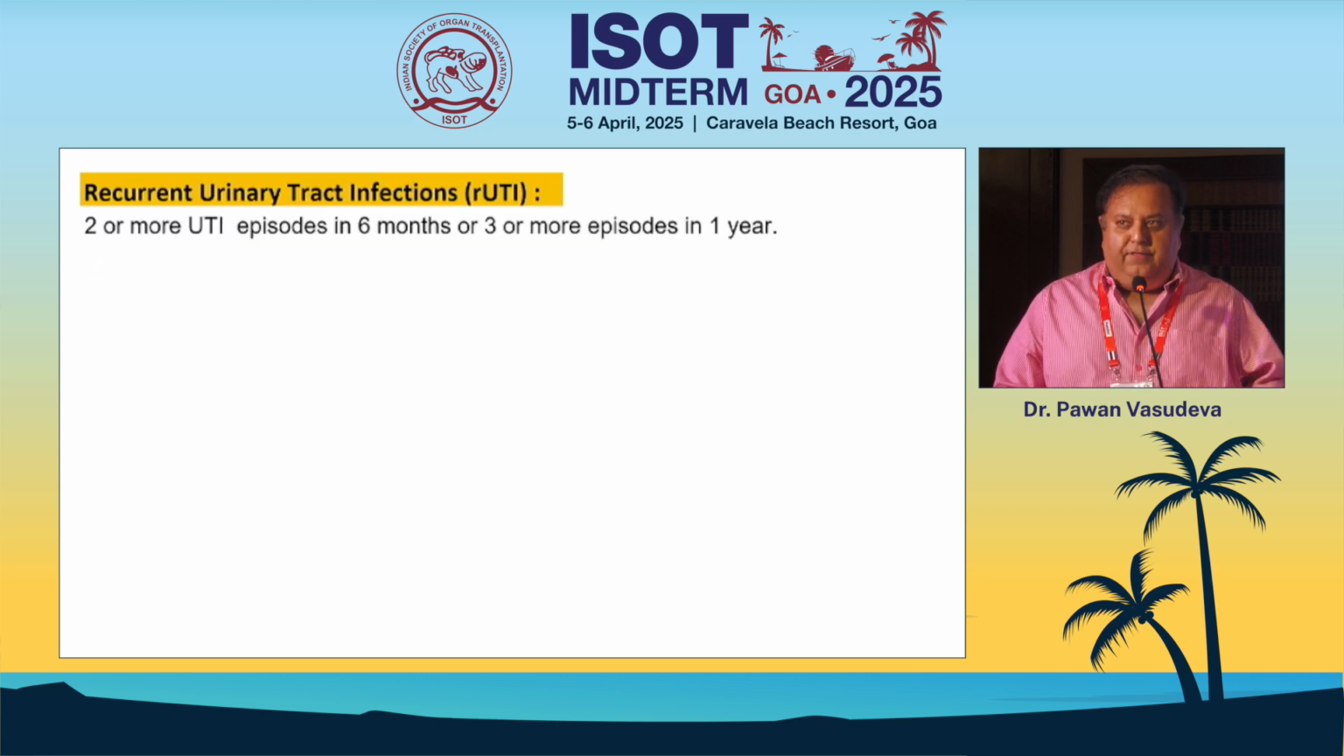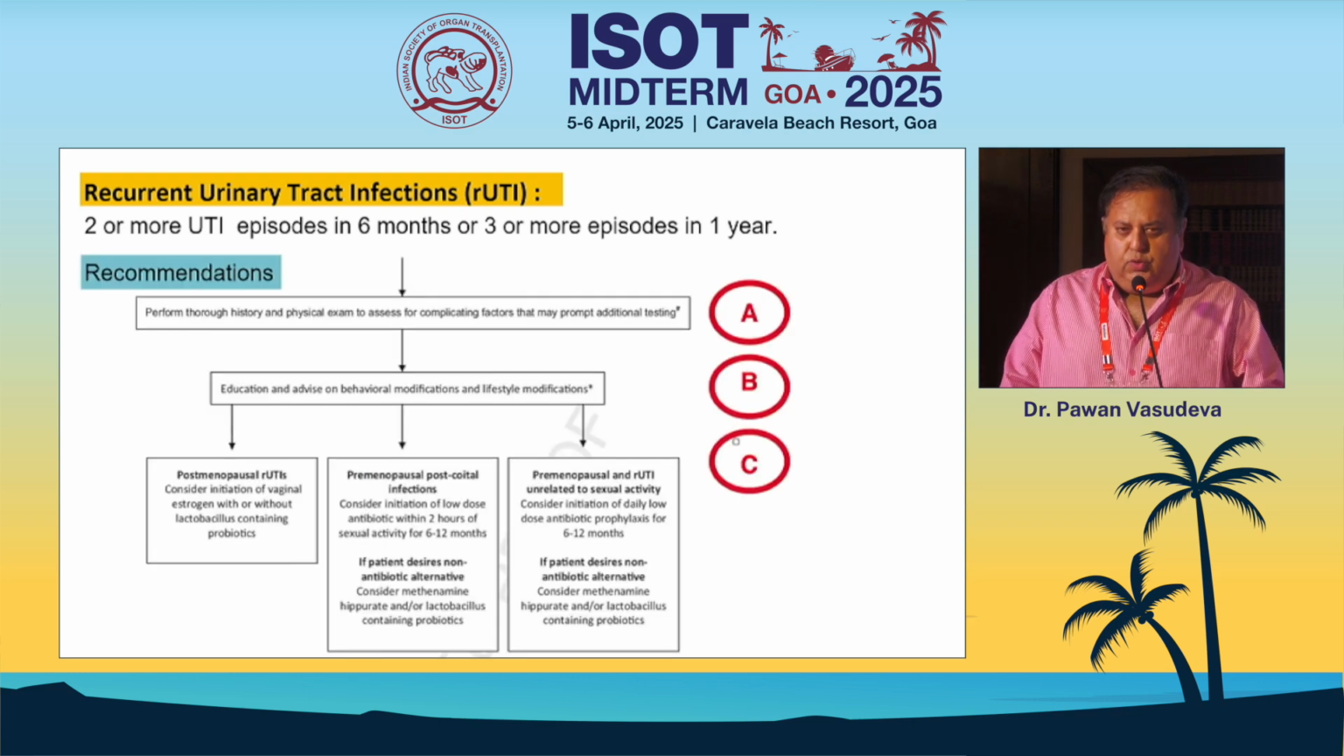Coming to recurrent infections, what is a recurrent infection? If you're getting 2 or more UTIs in 6 months, or 3 or more episodes in 1 year, that is a recurrent infection. What are the recommendations for recurrent UTI? There are 3 things that will need to be looked into and sorted for anybody who has recurrent UTI.